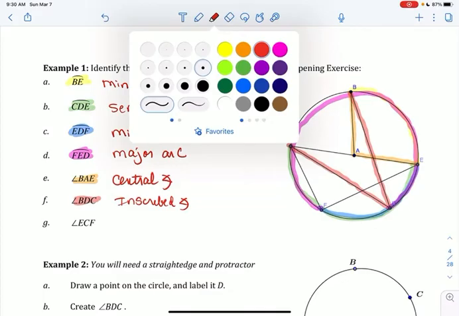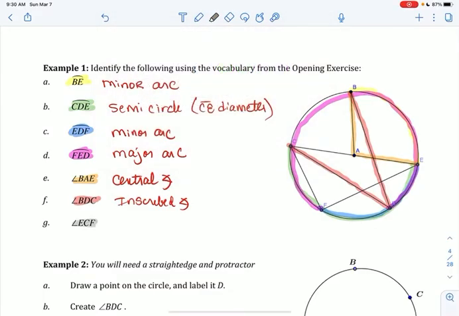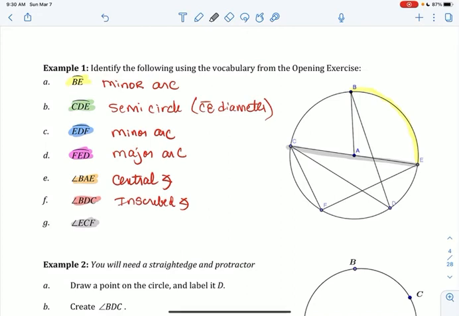And I am running out of colors here. I could do gray. Angle ECF. So angle ECF. So E starts here. Oops. The gray doesn't really show up. Oh no, because I went to that. All right, sorry. ECF. All right, that's another inscribed angle because see how C is on the circle? So that is an inscribed angle.